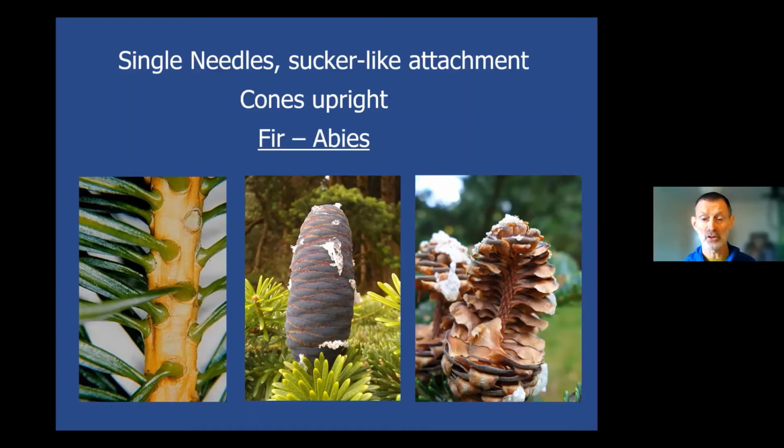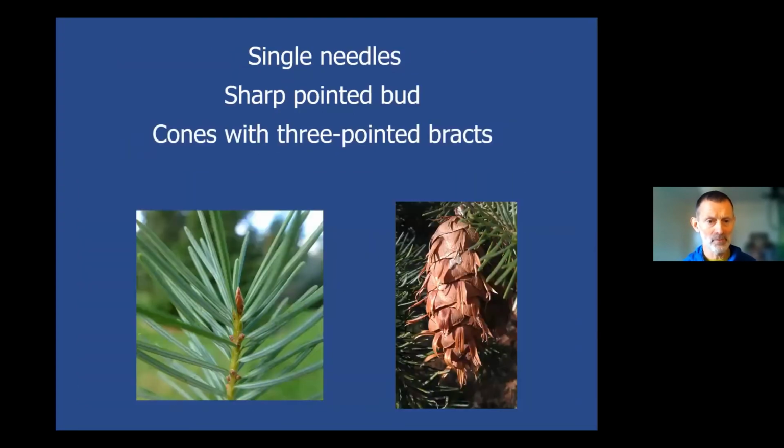If you get your binoculars and look up at the top of the tree where these cones form, you can quite often see last year's candles still on the tree. So single needles, sucker-like attachment, cones upright. You're looking at a true fir or an Abies. Now, as with the spruce, there's a wannabe there. And if you think you've got sucker-like attachment, I would say look at the buds next at the tip of the growing shoots. And if it's a sharp pointed bud, it's very unlikely that it's a true fir.